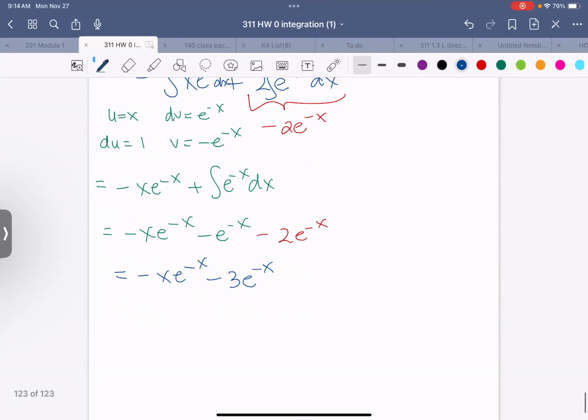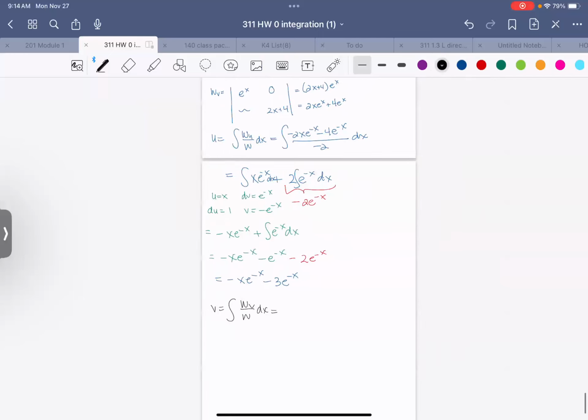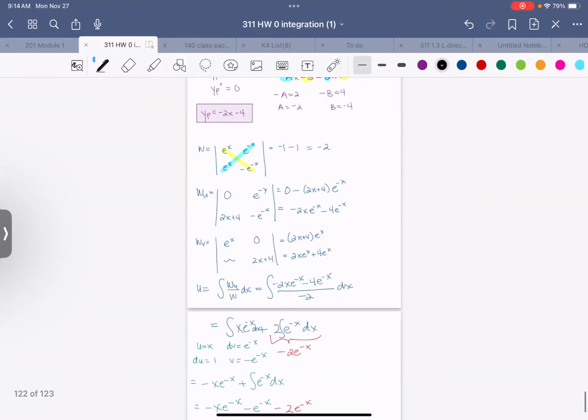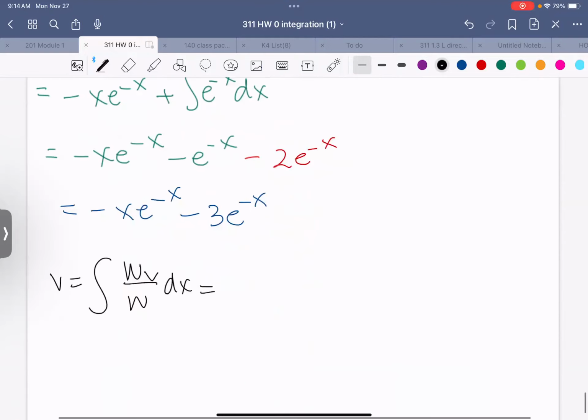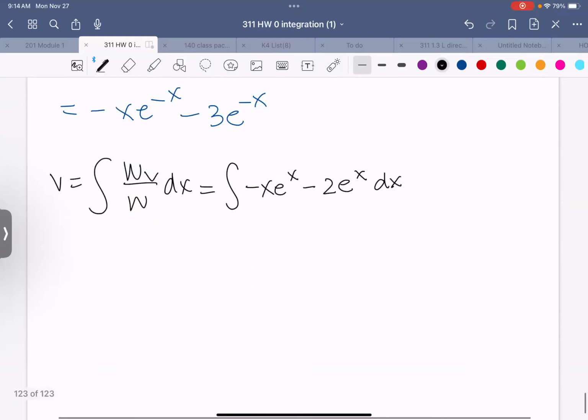Then we want to find our v. So v is the integral of WV over W dx. So I'm taking 2x, the positives, divided by negative 2. So that's going to give me the integral of negative x e to the x minus 2 e to the x dx. And same kind of thing, this integral here is going to be negative 2 e to the x.